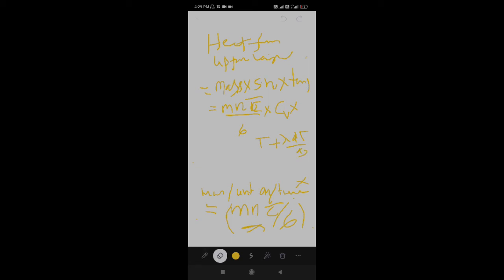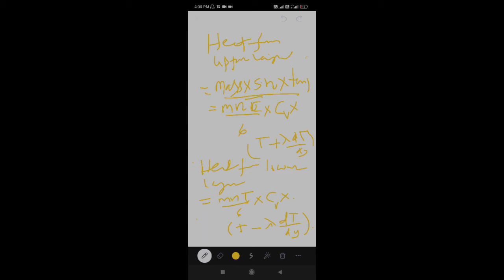dy. Next you consider the heat transfer from the lower layer. This can be calculated with the same formula. Mass is same, mn c bar by 6. Next, specific heat is same, and next temperature is different here. What is that? T minus, the lower layer will be having lower temperature, T minus dou T by dou Y.